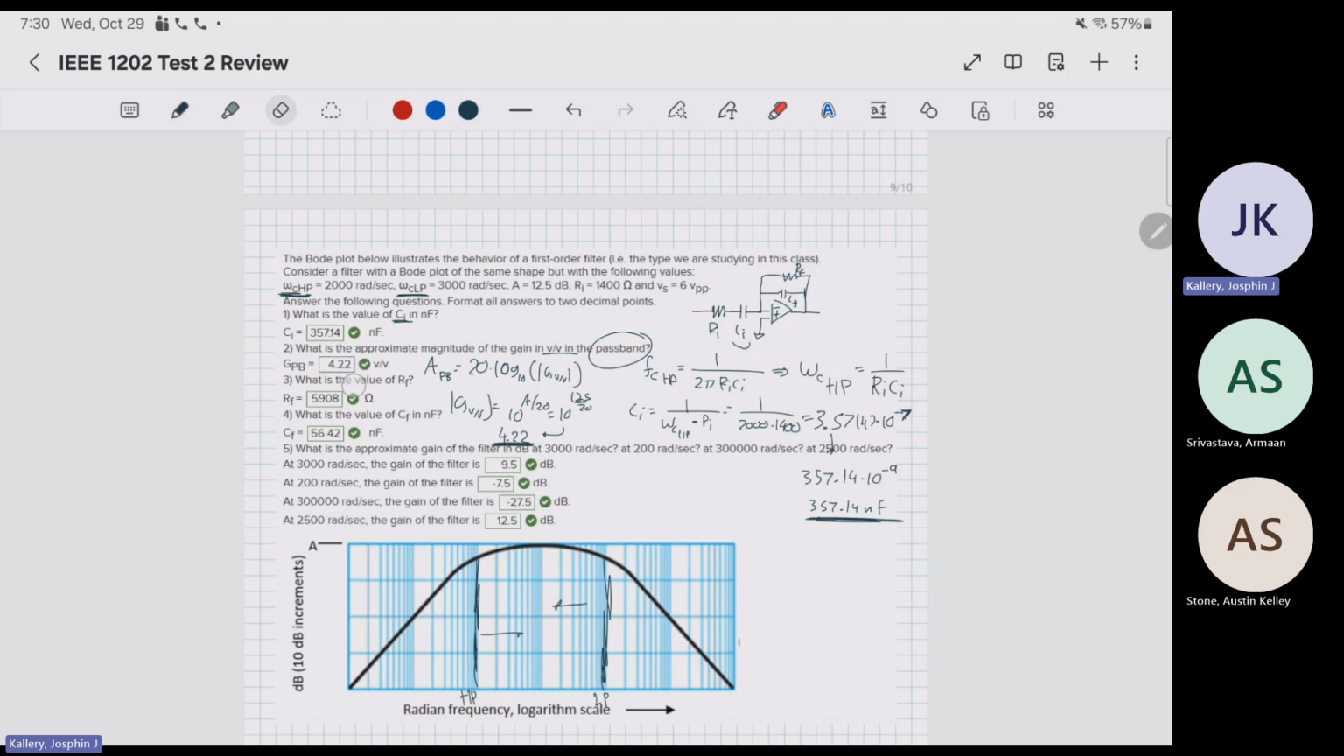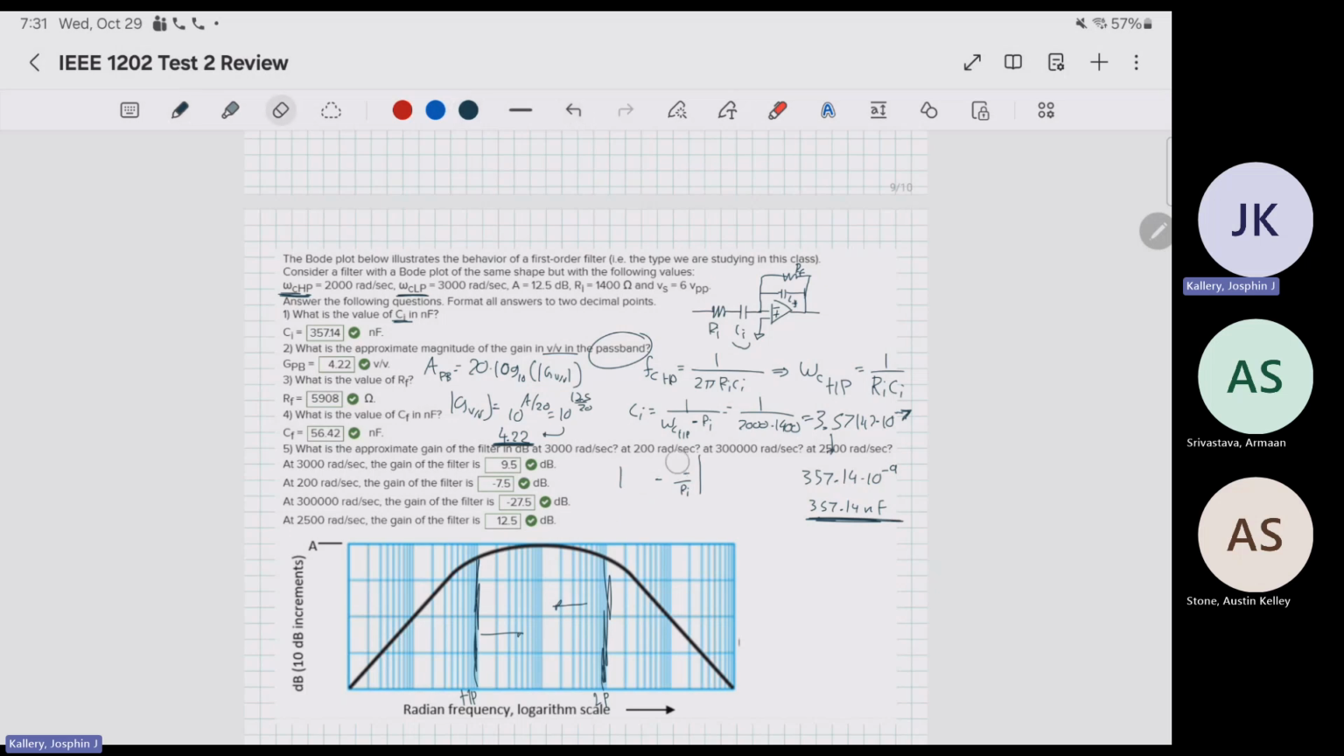Okay, part 3, what is the value of RF? So now that we have gain, we can use that gain equation. Gain in volts over volts equals RF over RI. So we're solving for RF, so we need to move this over.